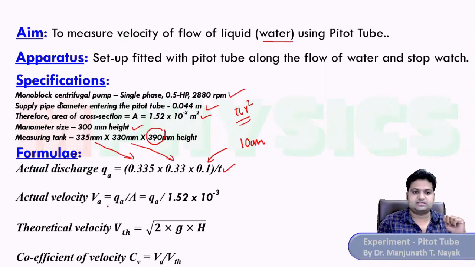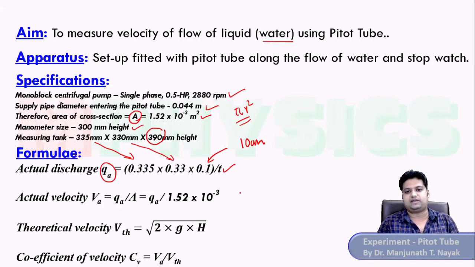Then we have actual velocity, which is nothing but the actual discharge, that is Qa, divided by the cross-sectional area. This is the Qa that you are going to find. You simply divide it by the area of cross-section, and you get the actual velocity. All right, then you also have the theoretical velocity, which is the square root of 2 times g, the acceleration due to gravity, and we will use 9.8 meters per second square, because we are dealing in meters.